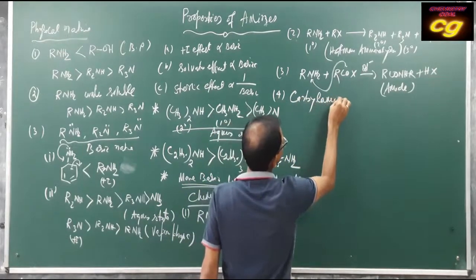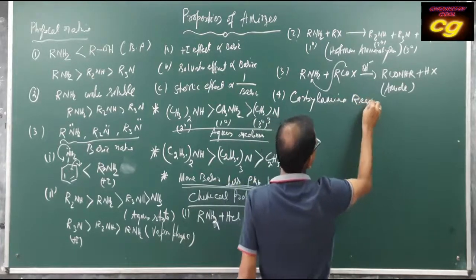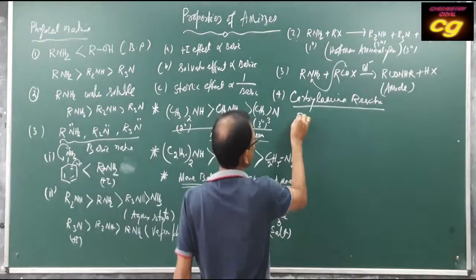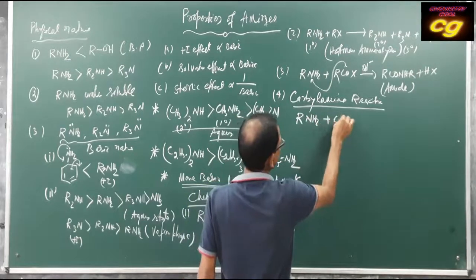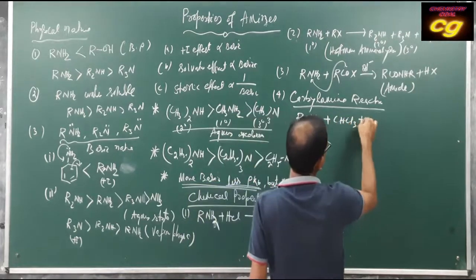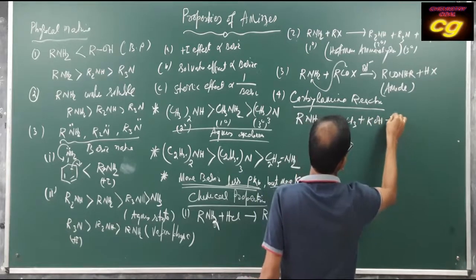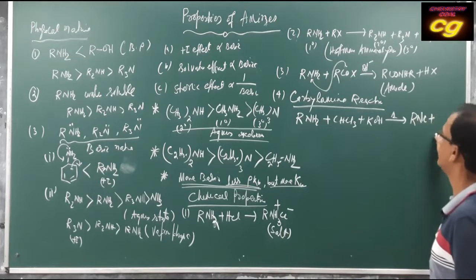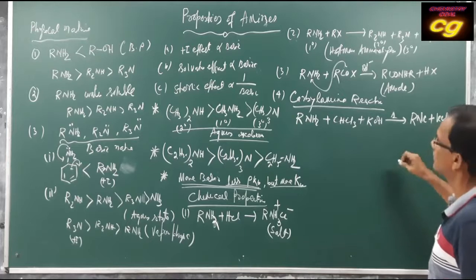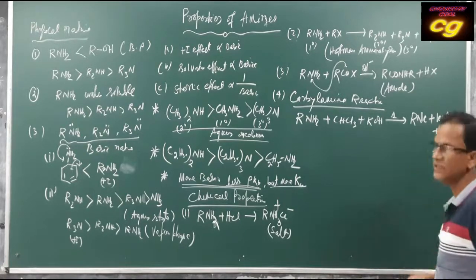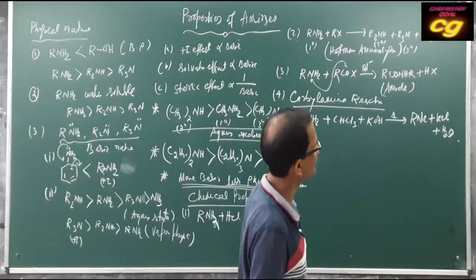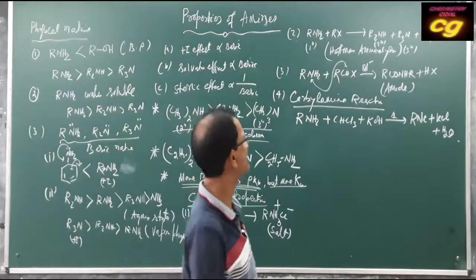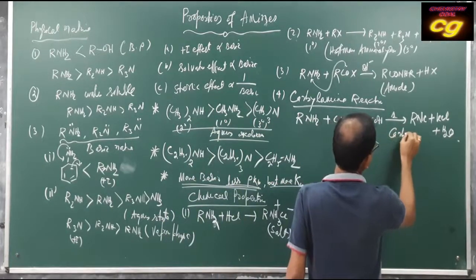Then another important reaction of amines is called carbylamine reaction. This reaction is shown by both aromatic and aliphatic amines. If you take RNH2 in presence of chloroform and base KOH, on warming the result is RNC plus KCl plus water. And this RNC is called isonitrile. This is also called carbylamine.